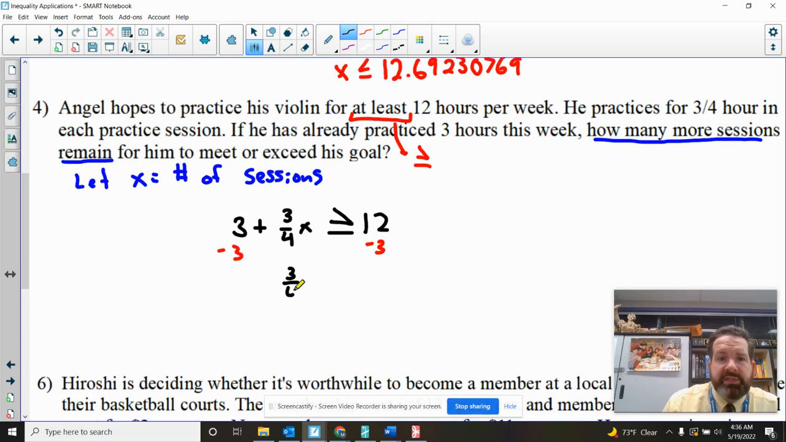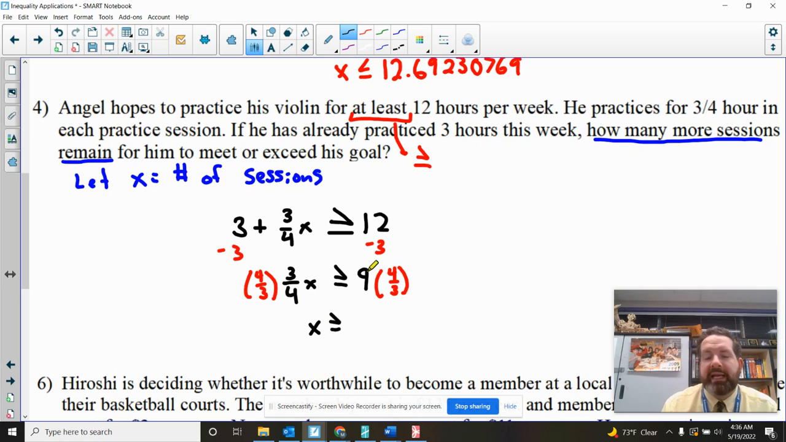So 3/4 x is greater than or equal to 9. When you want to divide by this 3/4 fraction, that's the same as multiplying by the reciprocal. I meant to have that be red. So times 4/3 and times 4/3. So those reduce away to a 1, leaving just the x behind.